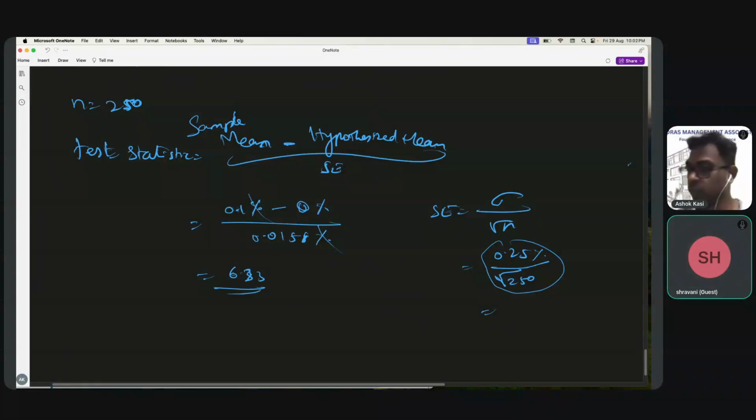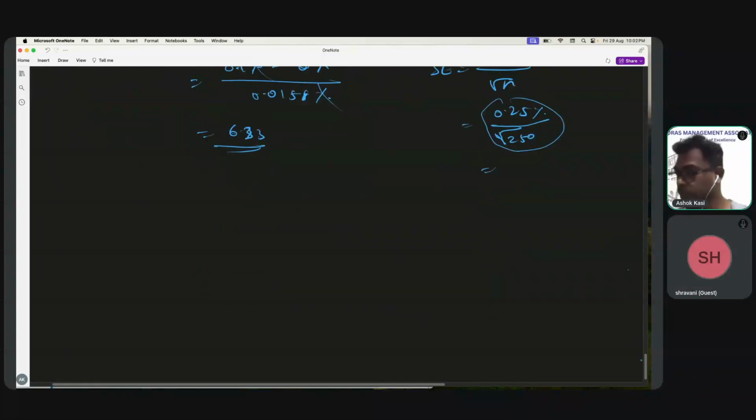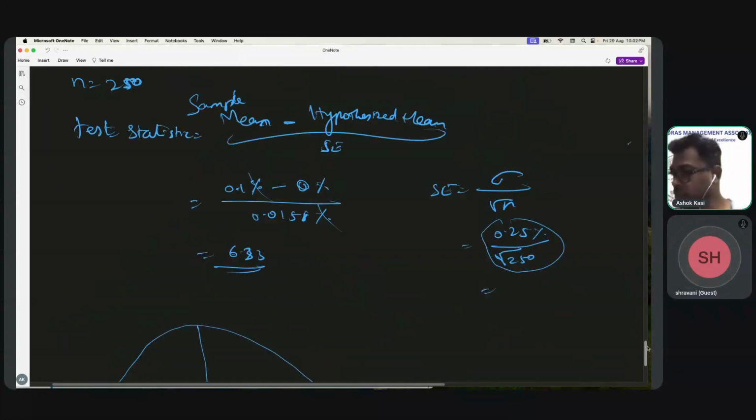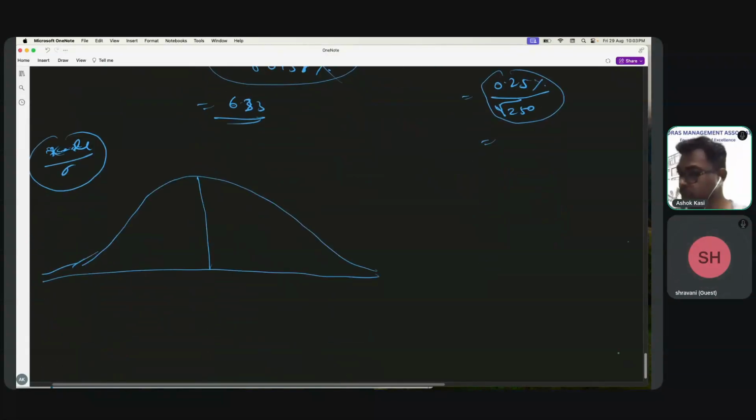6.33. Now what does this mean? What do we understand from this? The story again goes back to standard deviation and z-score. If you notice, this is very similar to z-score. The z-score formula is X minus mu divided by standard deviation.